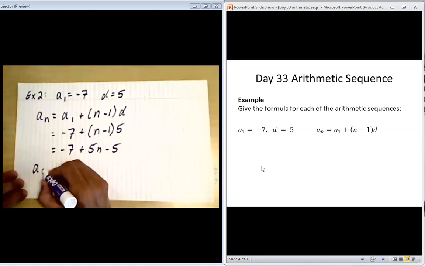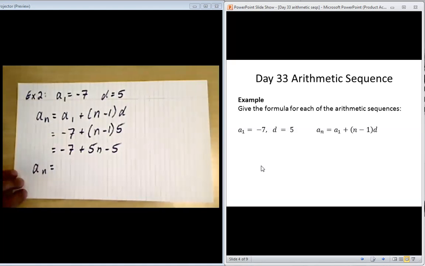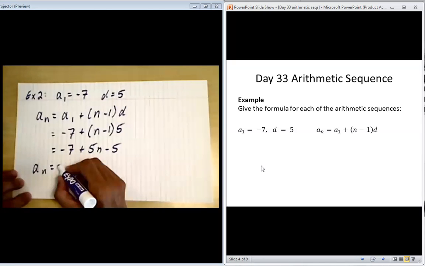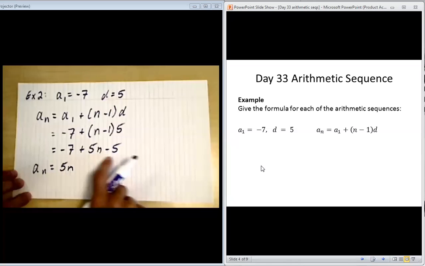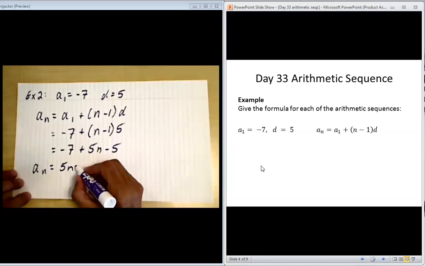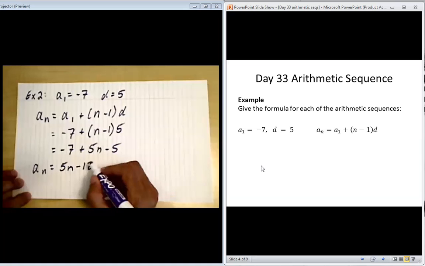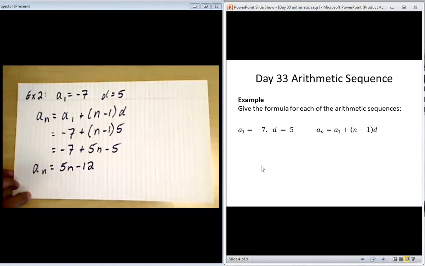which gives a final good looking answer of 5N, then minus 7, minus 5, minus 12. Final answer.